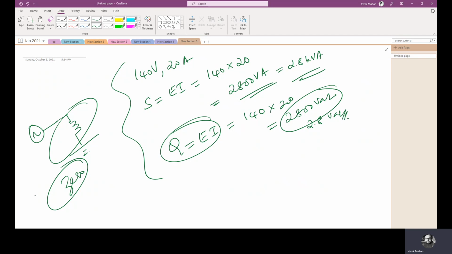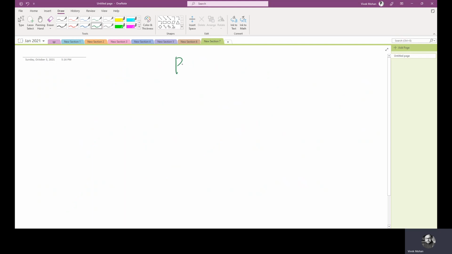This is just to explain the concept. I know that these are basic things, but this is just to explain the flow of active and reactive power in a circuit. Now coming to the next term, which is power factor. What is power factor? P by S. Active by apparent.